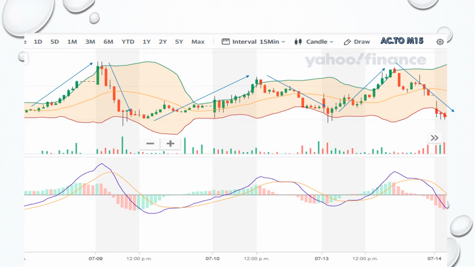Here, Yahoo Finance Air Canada M15 time frame. You see in this chart that the trend is upward, and it closes with a bullish candle outside the upper band, and again it enters the band with a bearish candle, and the bearish candle closes inside the band. Same thing here, that is an upward trend, and it closes outside the band with a bullish candle and returns back with a bearish candle and closes inside the band.